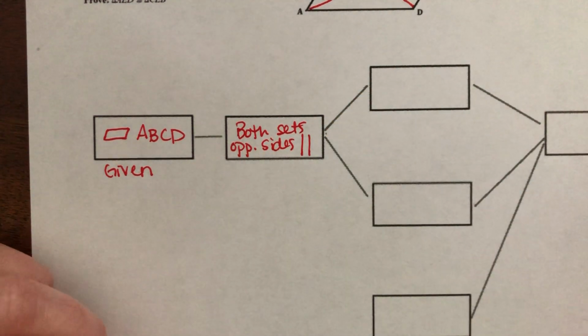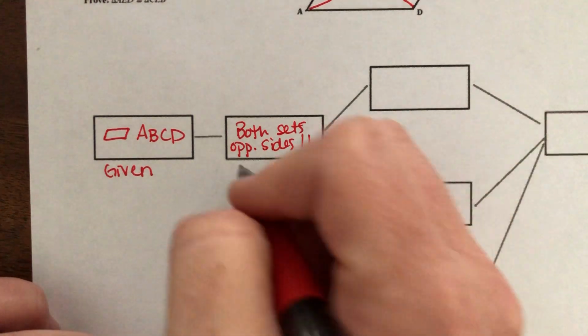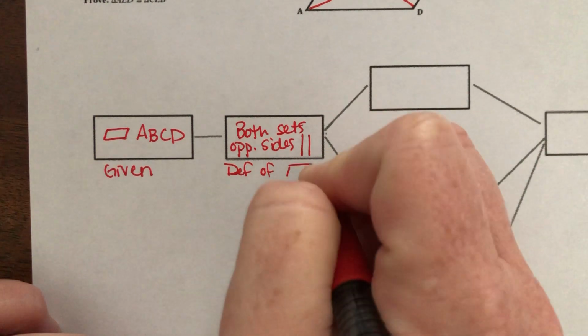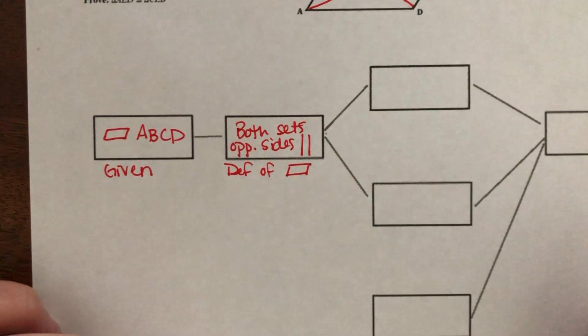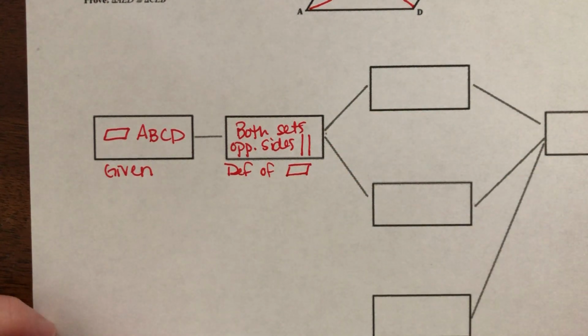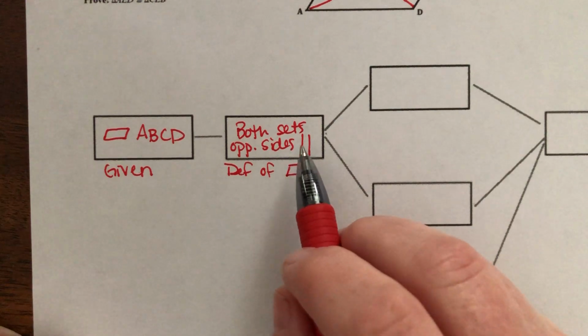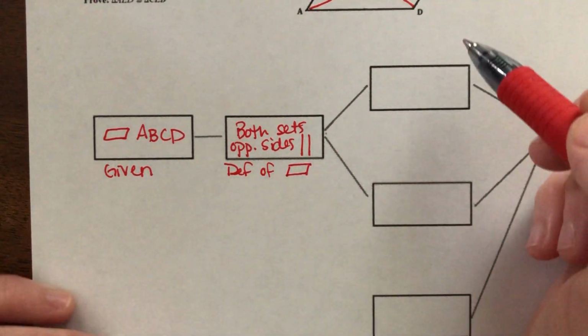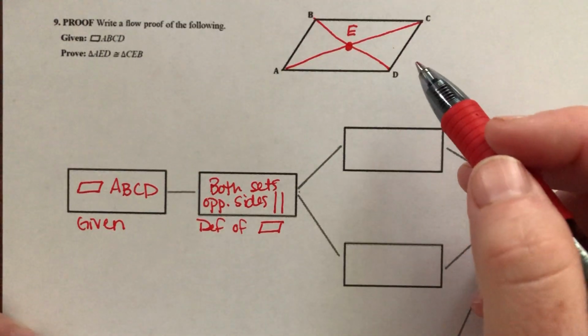Why can I say that? What's my reasoning? Definition of parallelogram. Definition of, and I'm going to draw a little parallelogram. A parallelogram is a four-sided figure with two sets of parallel opposite sides, right? So, based on the fact that both sets of opposite sides are parallel, what can I say next?